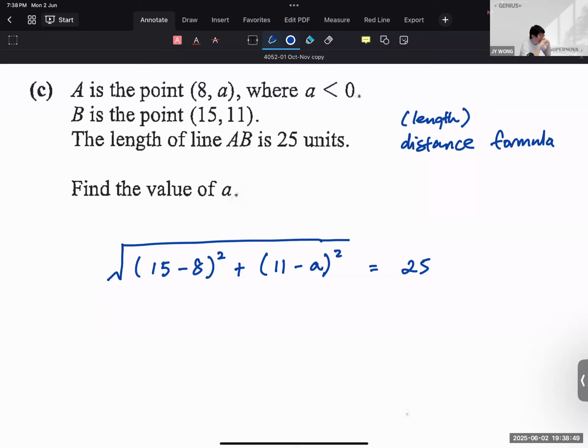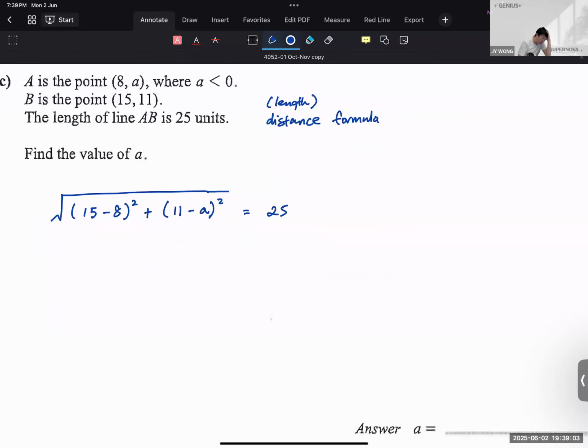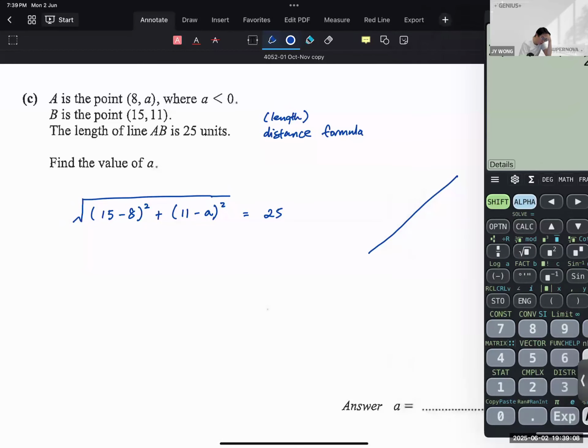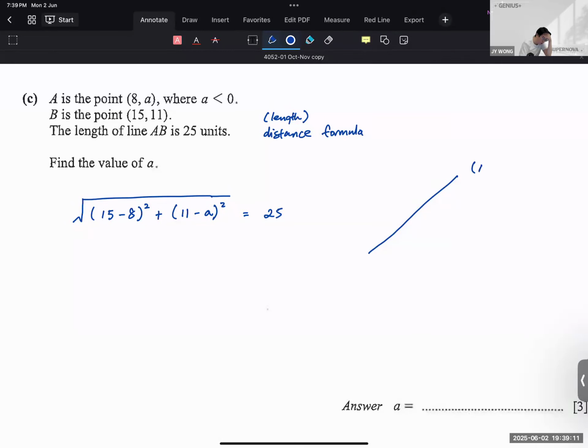If you ever forget your distance formula, what's the alternative you can use? Your distance formula is derived from your Pythagoras formula. So if you ever forget it, why does it work this way? So the distance between two points, right? Let's say this is point A. Sorry, this cannot be point A. This has to be point B. So this is point B. This is (15, 11), right? This is point A. This is (8, 8). You know that it's like that because they tell you that A is negative. That's the important clue given.